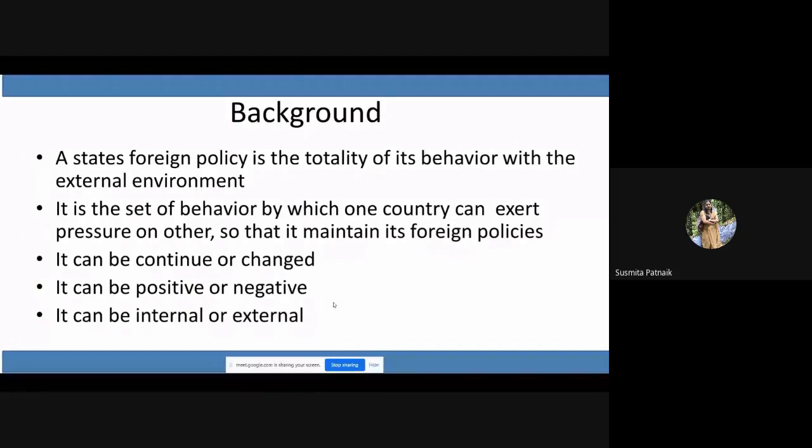Then, in the background, we have to know about the meaning of foreign policy. What do you mean by a foreign policy? A foreign policy of a state is the totality of its behavior with the external environment. With the external environment means what? The countries that are surrounding the state, or the countries that are surrounding India, and what its approach is towards the other neighboring countries, that is the totality of its behavior.